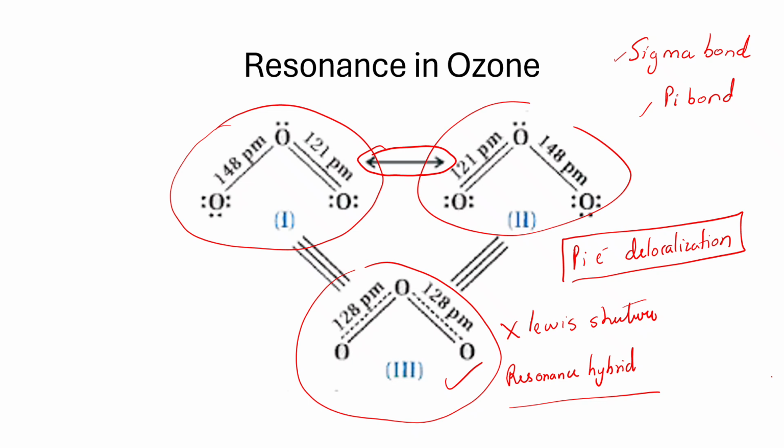Please do understand that this does not mean that ozone is oscillating between these two structures. None of these two structures actually depict the reality of ozone. What ozone is actually is the third form where the pi electrons are spread over the entire molecule. And this results in the bond being shorter than a single bond but longer than a double bond. Let's understand this with a few more examples.